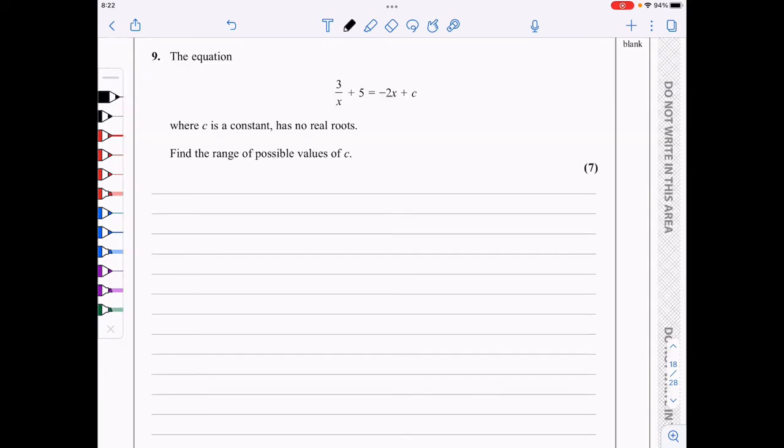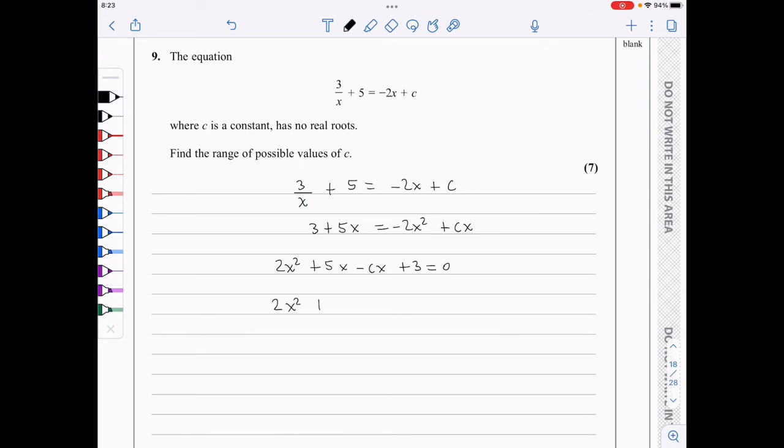Number 9, we've got this equation here. C is a constant, it has no real roots. We need to find the range of possible values of C. So let me start by writing out the equation given to me. It makes sense to get rid of the fractions. I'll multiply everything by x. It leads to a quadratic in x. I'll collect everything on the left-hand side. Plus 5x minus 6 minus cx plus 3 is 0.